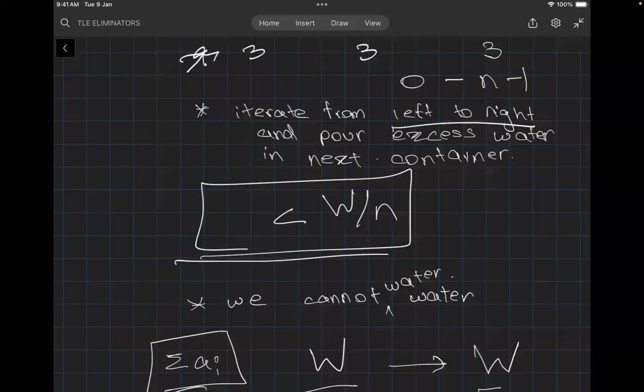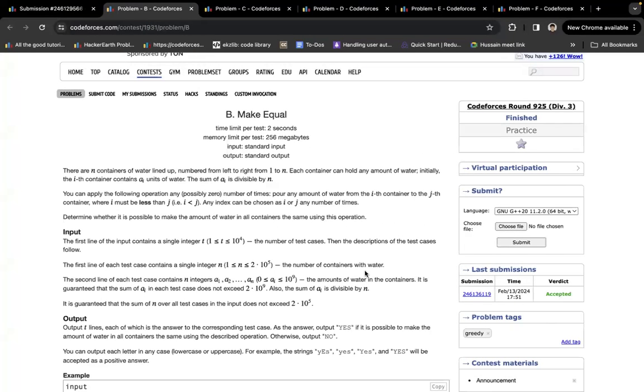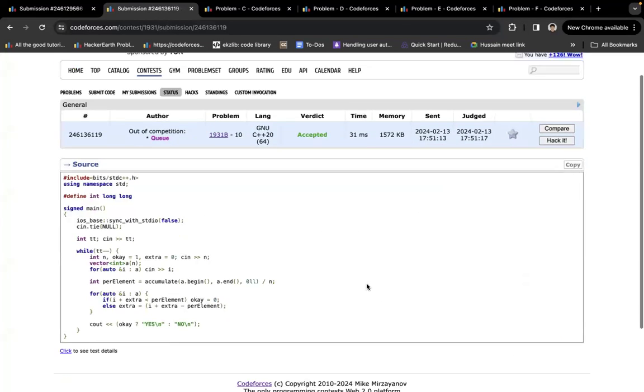If the current water is smaller than W by N, it means that I cannot increase it because I've already processed everything on the left. Now, if the current amount of water is smaller than W by N, it's not possible. Otherwise, what do I do? Whatever excess water is left, I just pour it in the next container. If the approach is clear, please put a yes in the chat, and I will show you the code right now.